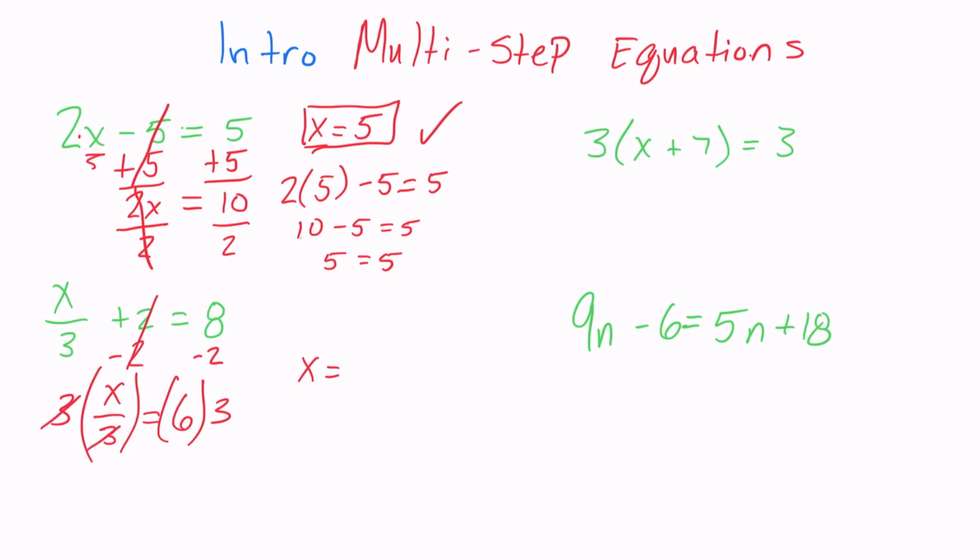So I'm going to multiply both sides by my denominator of 3. These will cancel or equal to 1, and x over 1 is just x. And 6 times 3 will give me 18. So I have my solution, x is equal to 18.